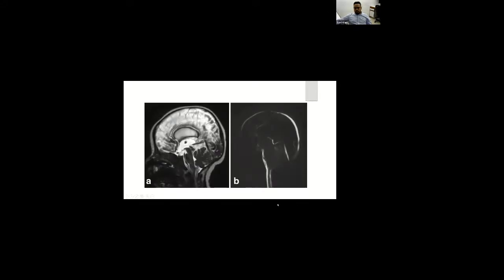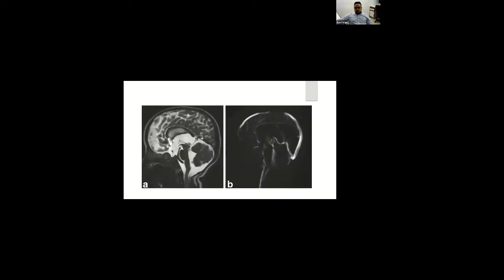So this is a patient, a 3-month-old boy with hydrocephalus, and in the sagittal images, you can see that there is narrowing, stenosis at the level of aqueduct of Sylvius, and the phase contrast MRI shows absence of detectable flow at the region of aqueduct. So this is a case of aqueductal stenosis.